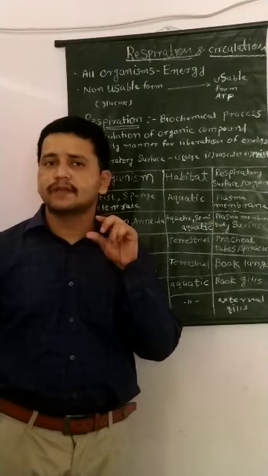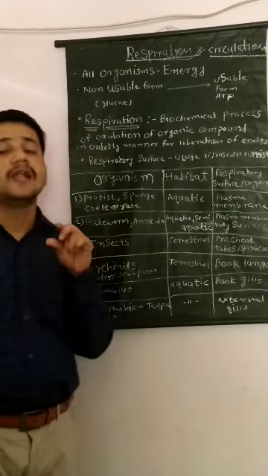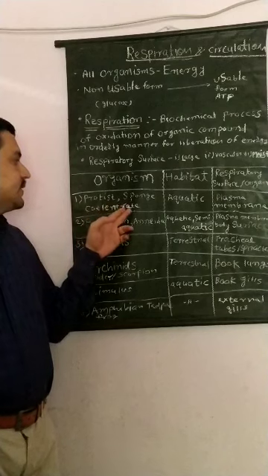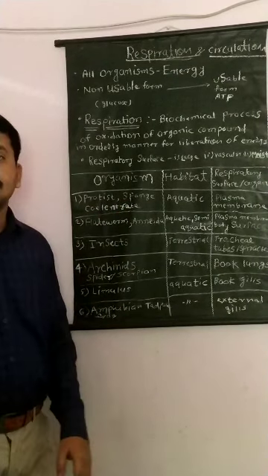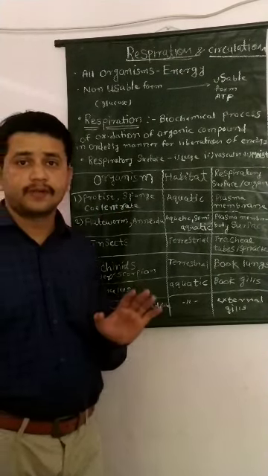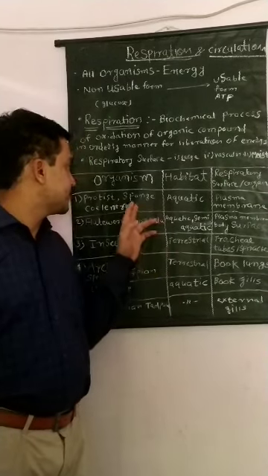Why? Because they are unicellular organisms, there is no tissue and there is no organ. Then sponge and ciliate, they also respire by their plasma membrane because there is no development of organ or organ system in these organisms.